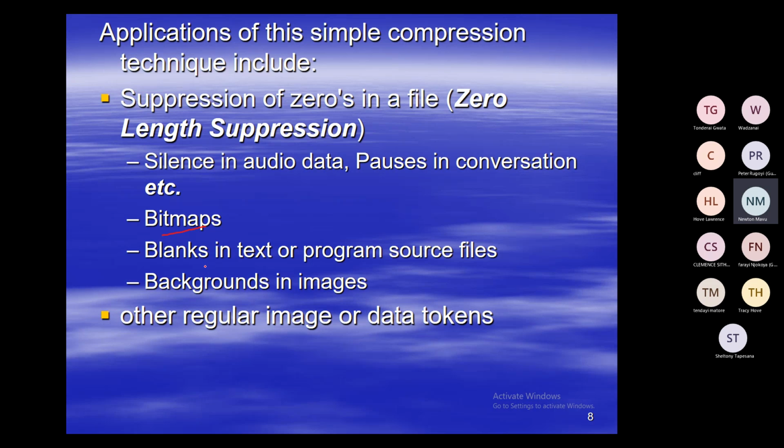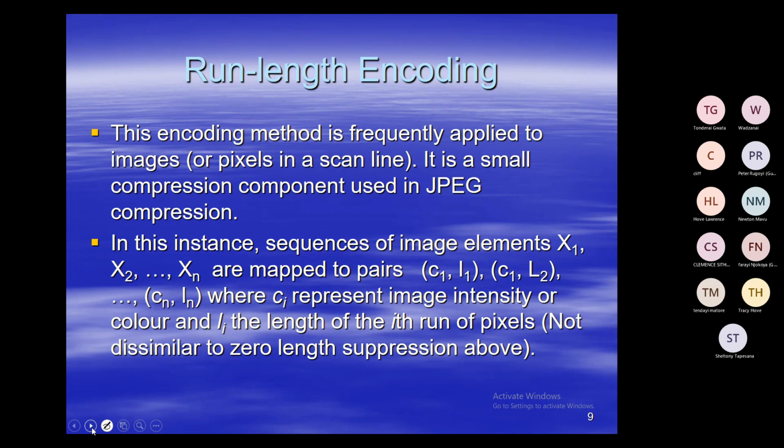So blanks in text can be done like that. Backgrounds in images can be done like that. This is how we suppress them, and they become very small files. Then now we can talk of run length coding. This encoding method is frequently applied to images, right? It is a small compression component used in JPEG.